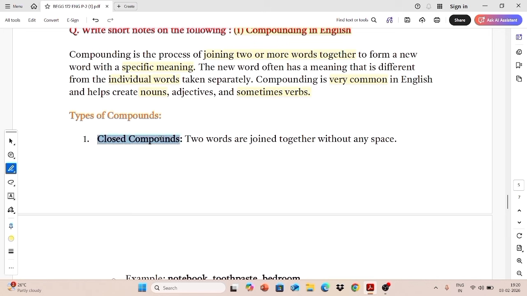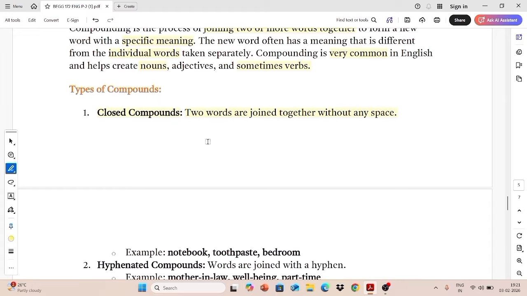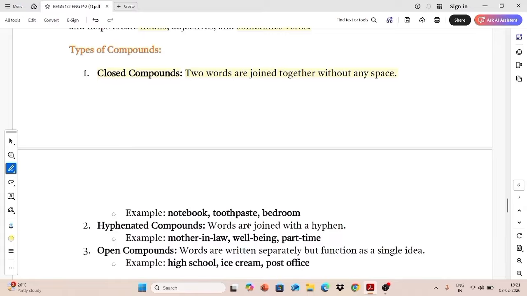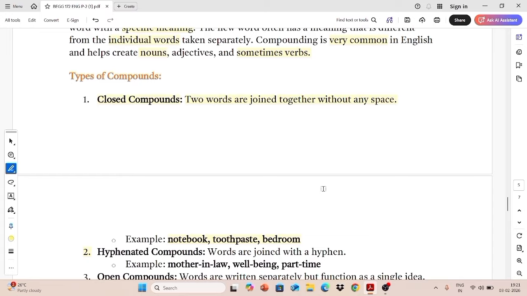First is the closed compound. Closed compounds is where two words are joined together without any space. Example, notebook, toothpaste, bedroom. If you see, these are words which have a different meaning if we take them separately.